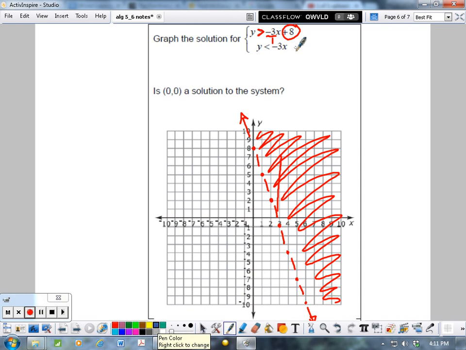I'm going to start, oh, there's no number there, so that means I'm going to start at 0 on the y-axis, and I'm going to go down 3, right 1. So down 3, right 1, down 3, right 1, up 3, left 1, up 3, left 1. And this is a less than or equal to, so I'm going to shade below, and it's also going to be a dashed line.